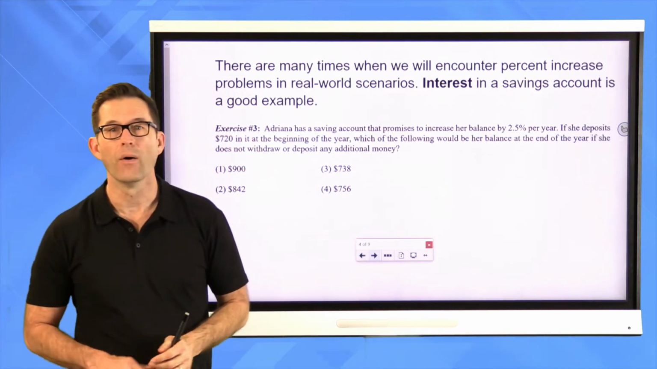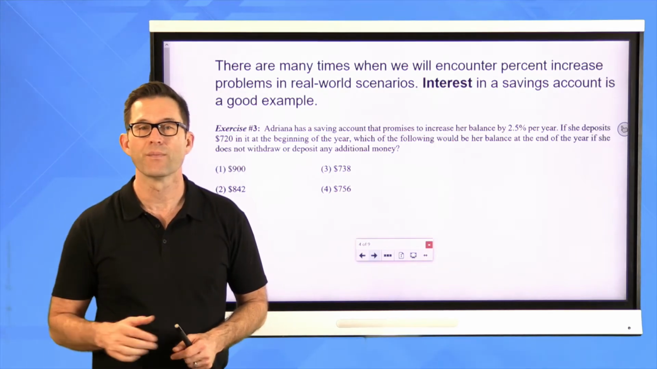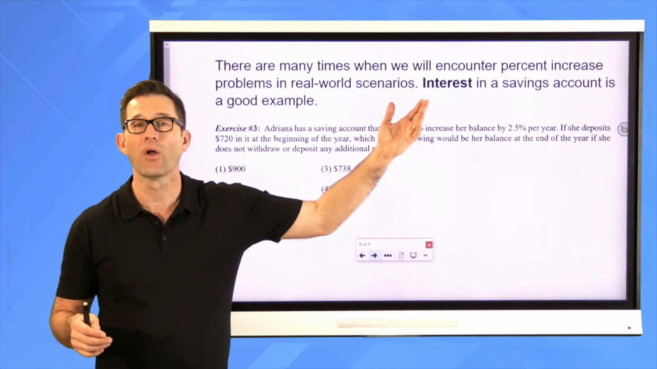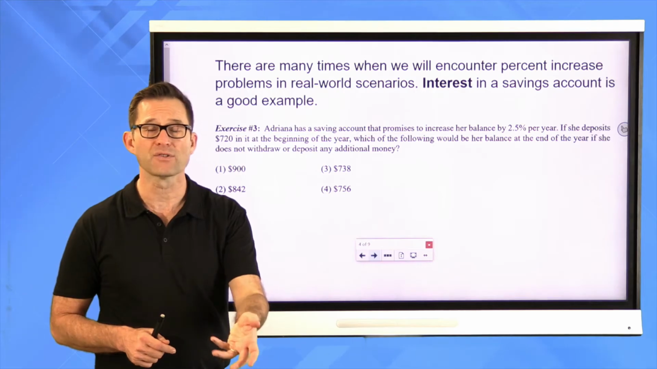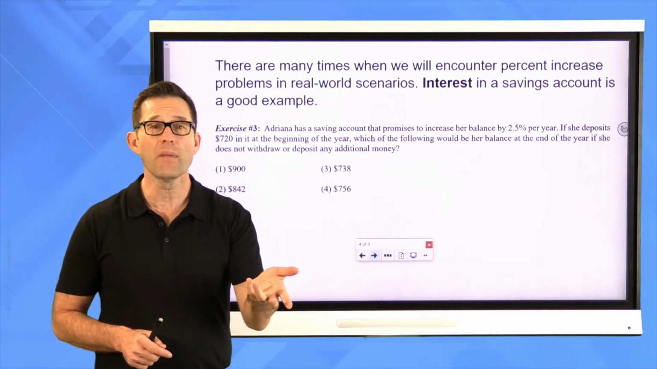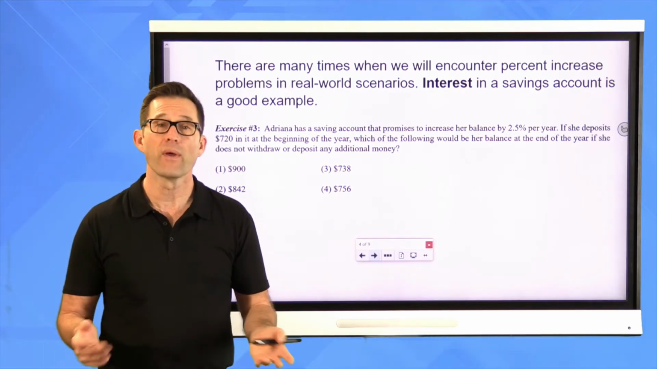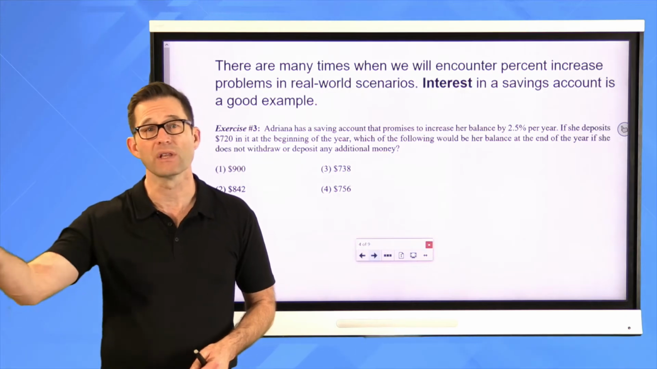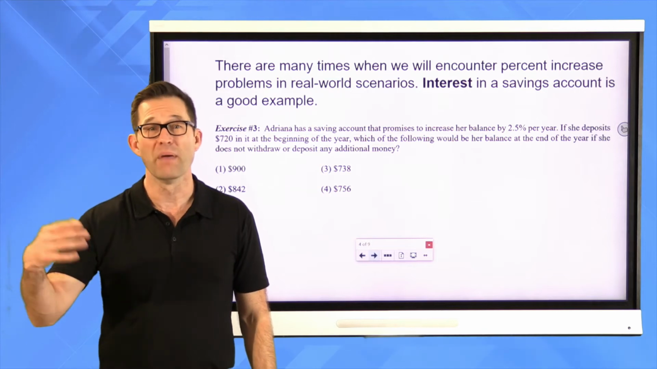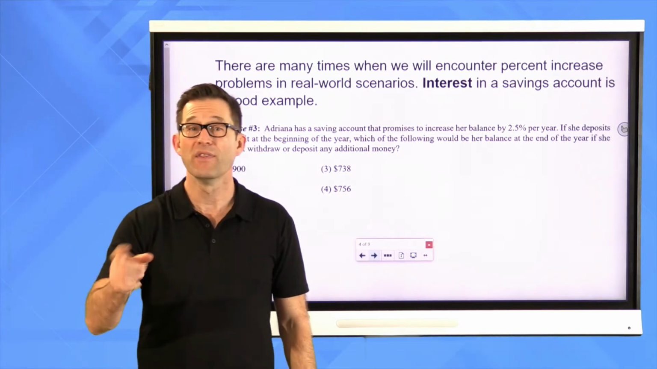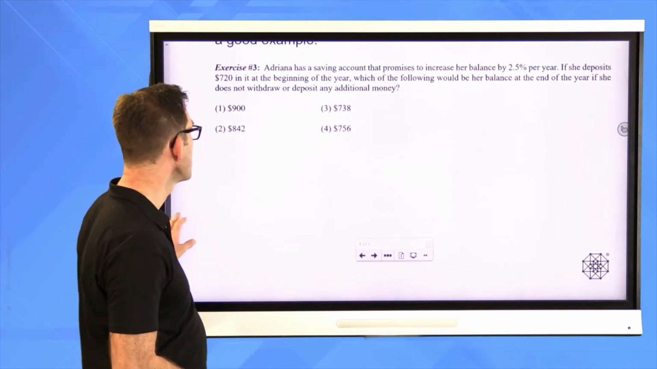Now, there are many times when we will encounter percent increase problems in real-world scenarios. One of the places where it comes up a lot is what's called interest on a savings account. If you put money into a bank, strangely enough, for just leaving the money in a savings account, they will pay you to leave it there. The reason is that they take your money and loan it to somebody else, who pays it back based on a certain percent that they get charged. Then the bank gives you a small cut of that. Anyway, it's banking. So, exercise number 3.